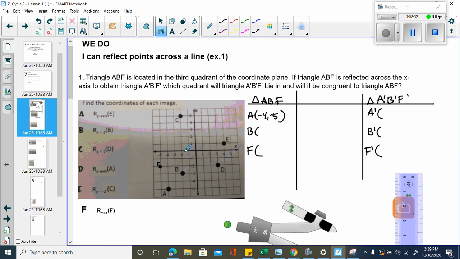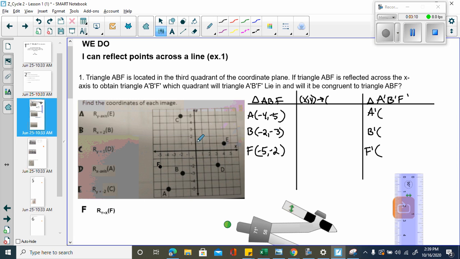For point B, I go left 2 and down 3. So -2, -3. And for point F, I go left 5, down 2. So -5, -2. These are my pre-image coordinates. In the middle column, I'm going to see if I can come up with a transformation rule. So I'm starting with my XY coordinates, and I want to see if I can figure out a rule for the new coordinates, the transformed coordinates that I end up with.